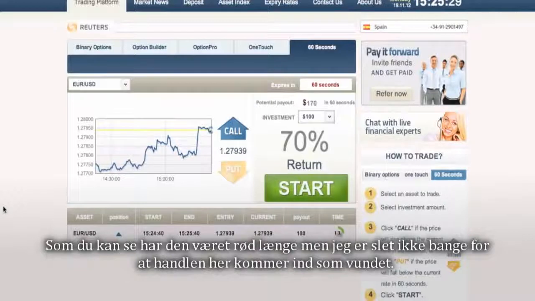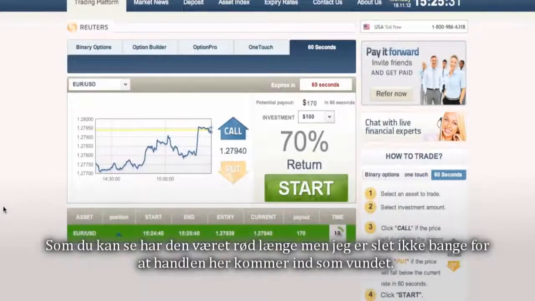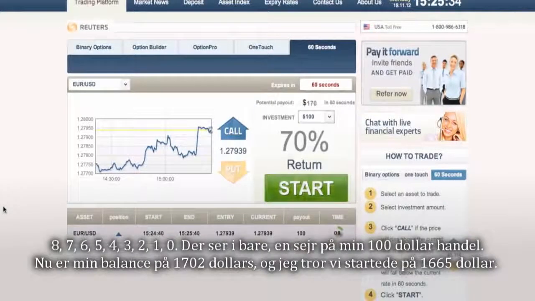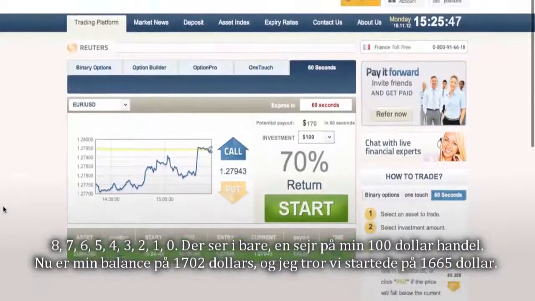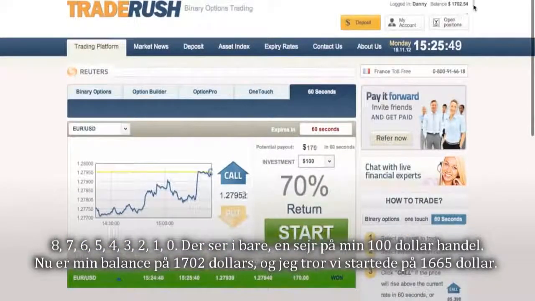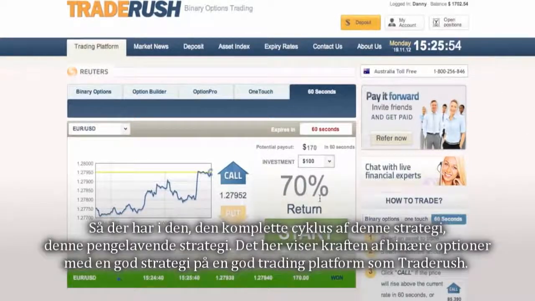I'm not at all fazed. That trade will come in. So let's just wait and see what happens. 8, 7, 6, 5, 4, 3, 2, 1, 0. Now it's expiring. There we go. I've won. And now my balance is at $1,702. And I think we started at 1665, if I'm not mistaken. So there you go, the complete cycle of this money making strategy. And this is the power of binary options with a great strategy on a great trading platform like TradeRush.